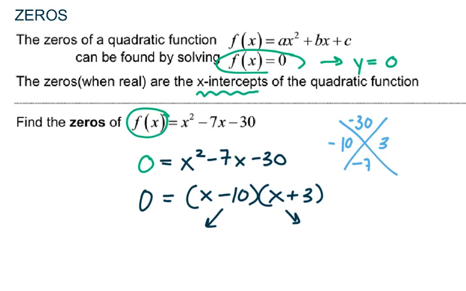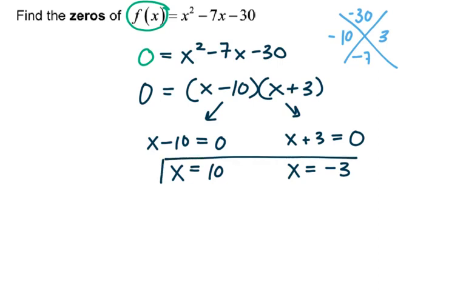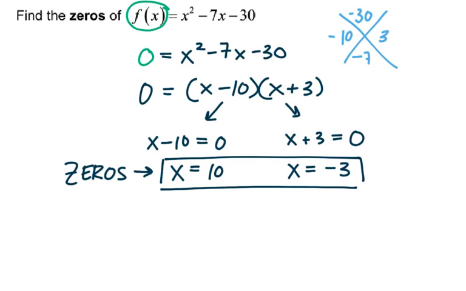By the zero product principle, if we are multiplying two factors that equal 0, each of those two factors themselves should equal 0. So I have x minus 10 equals 0 or x plus 3 equals 0, and each of those solves. I have x equals positive 10 and x equals negative 3. So the solutions of the related equation equal to 0 represent the zeros. Another word that is used interchangeably with zeros is the roots. So these are the roots of the function.